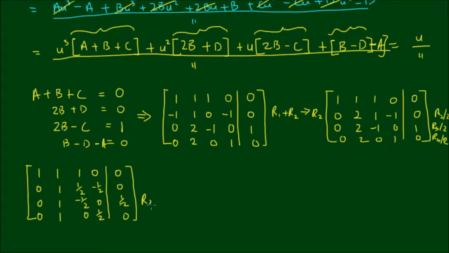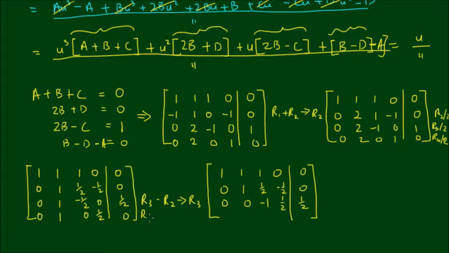Now let's subtract row 2 from row 3 and we'll form a new row 3 from this. So we'll have 1, 1, 1, 0, 0, 0, 1, a half, negative a half, 0, 0. So 1 minus 1 is equal to 0. A half minus a half is equal to negative 1. 0 minus negative a half is equal to 1 half. A half minus 0 is equal to a half.